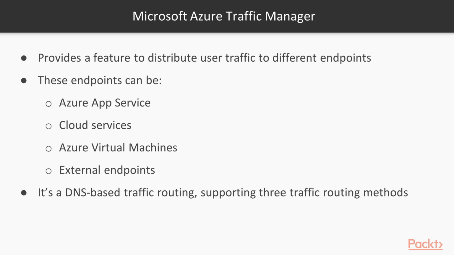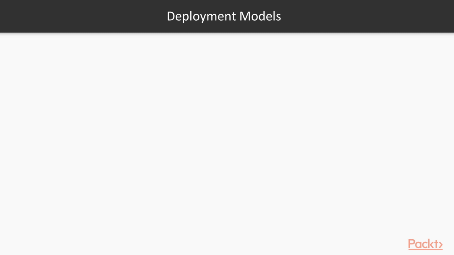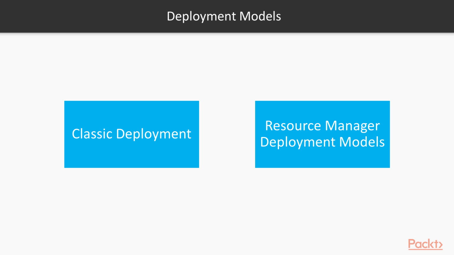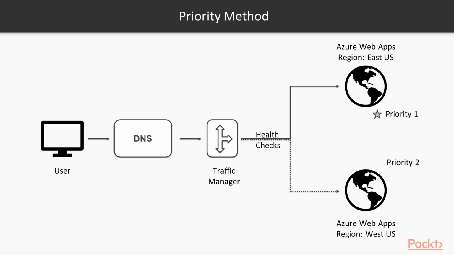It's a DNS-based traffic routing service, supporting three traffic routing methods. Now, there are two different deployment models in Microsoft Azure, the Classic Deployment and Resource Management Deployment models. Microsoft Azure Traffic Manager uses different terminology for traffic routing methods, known as the load balancing method in the Classic Deployment model. The first routing method is the Priority Method, also called the Failover Method. You can select the Priority or Failover method for traffic routing when you need resources in a specific region to serve all the traffic and only use other endpoints if the main endpoint is unavailable.